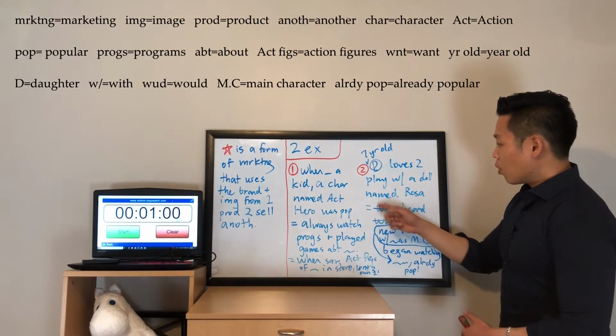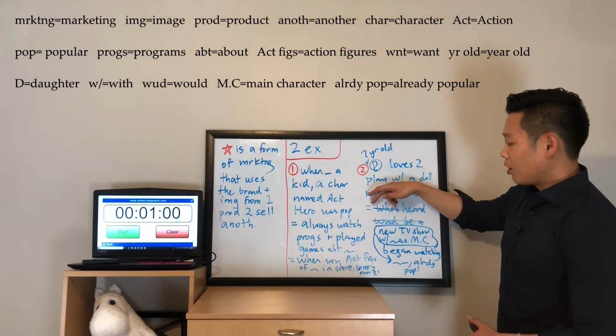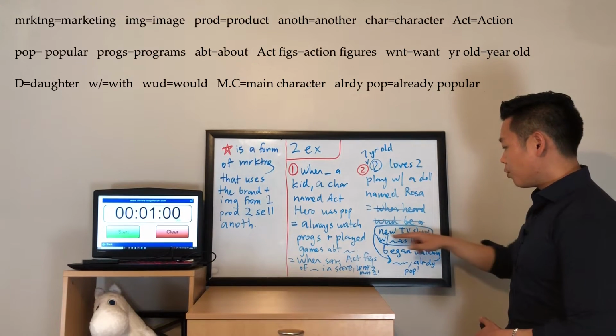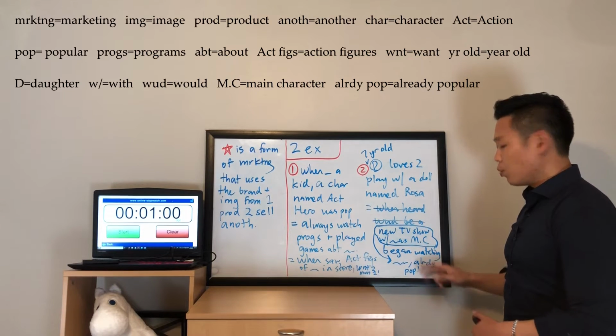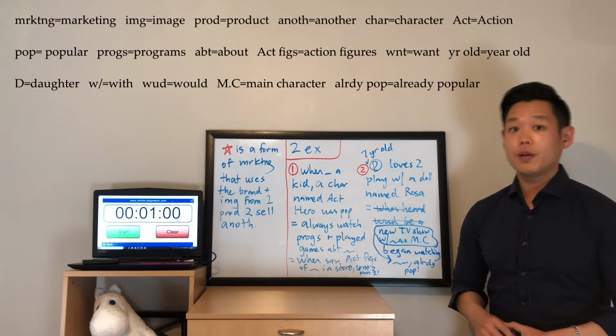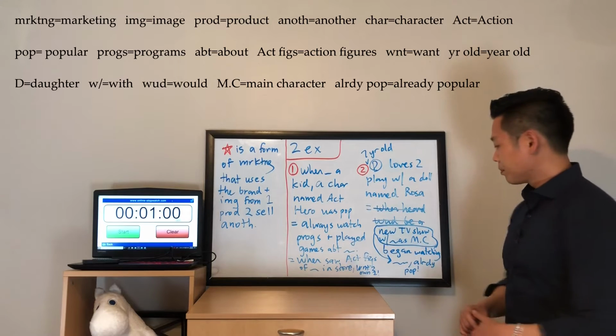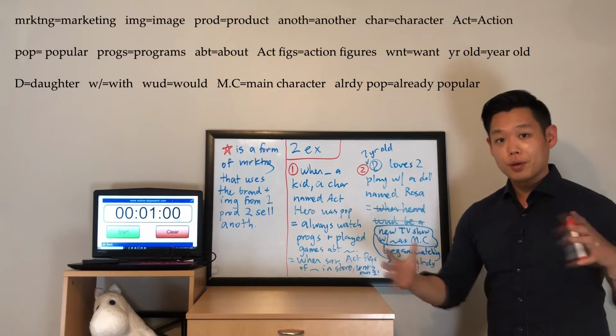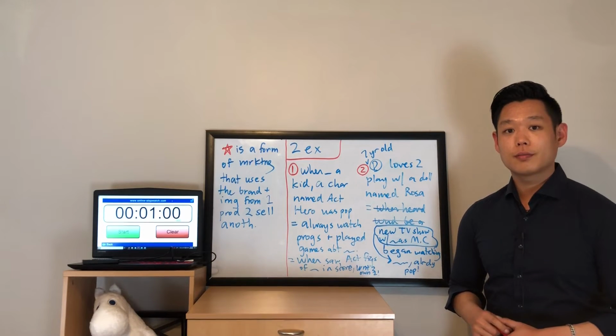Okay, so over here, I'm gonna say, all in all, his daughter and her friends began watching a new TV show with Rosa as the main character, which is already very popular with the audiences or with young girls. All right, so that's what I'm gonna say for the second example. Let's listen to how I put it all together in my sample response.